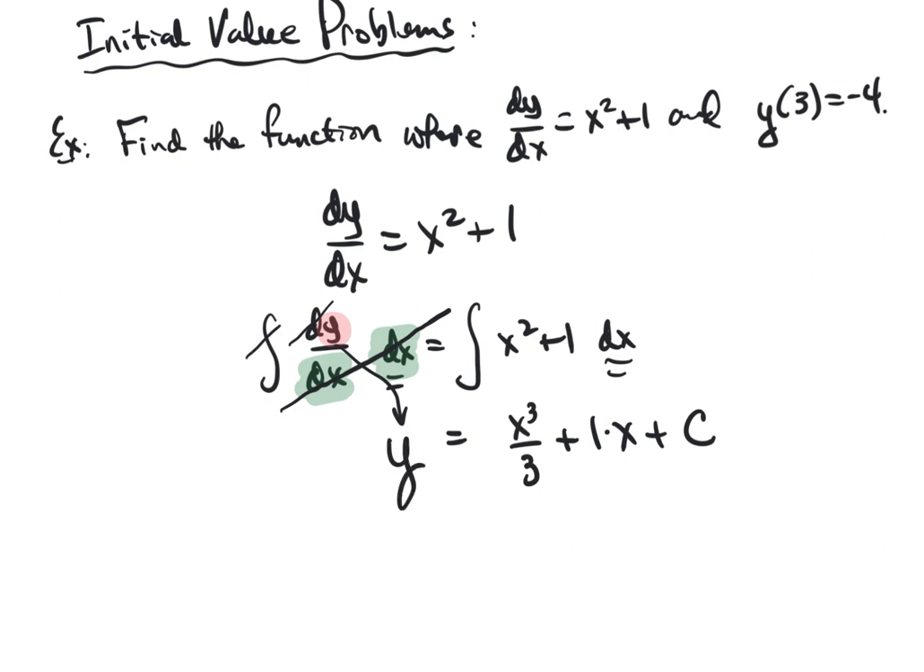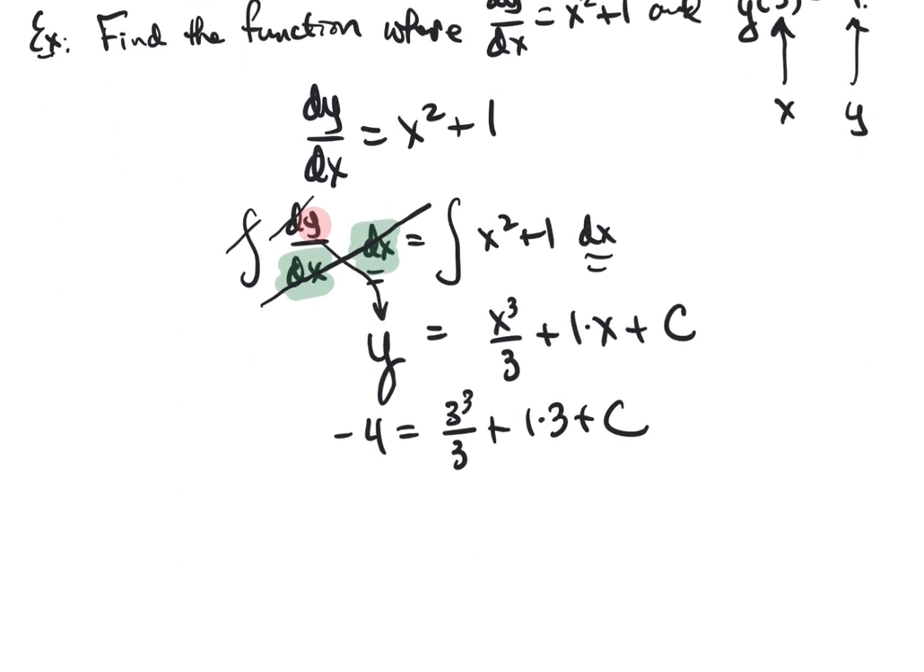The remainder of the problem is exactly the same as it was originally. To find the constant c, we replace x everywhere with a 3, and we replace y everywhere with a negative 4. What that allows us to do then is find the constant by solving for c. So 3 cubed divided by 3 is 9. 1 times 3 is 3. When I add 9 plus 3, I get 12. And when I move the 12 to the other side by subtraction, my constant is negative 16.